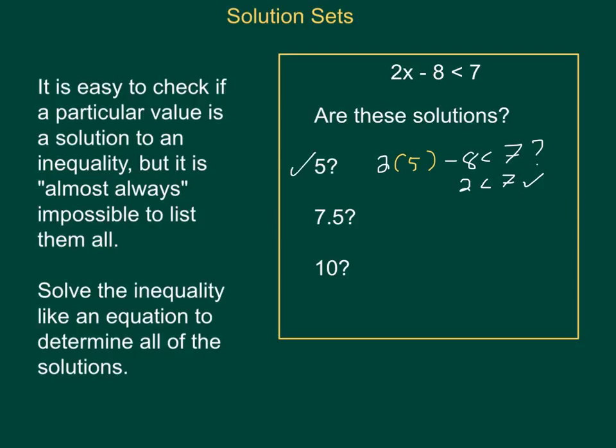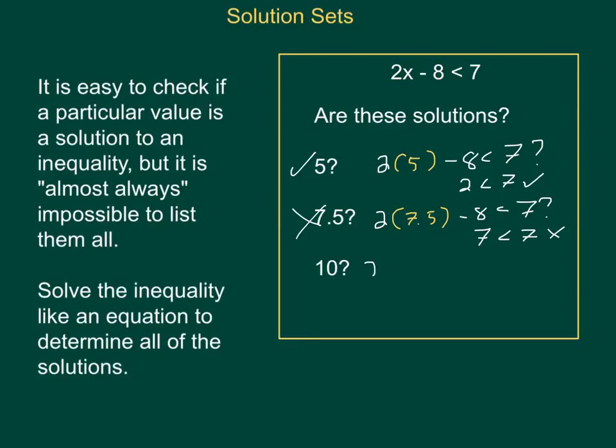What about 7.5? I'm going to plug in here: 2 times 7.5 minus 8. I'm hoping that that's less than 7. Well, 2 times 7.5 is 15, and 15 minus 8 is 7. Is 7 less than 7? It is not. It's equal to 7. It's not less than 7. So 7.5 is not a solution.